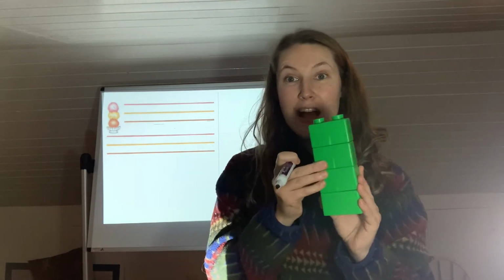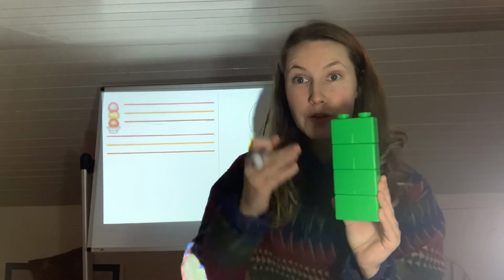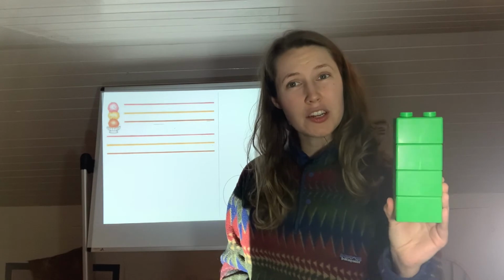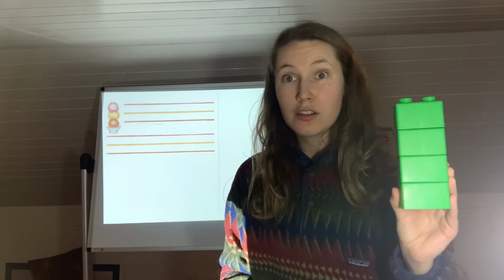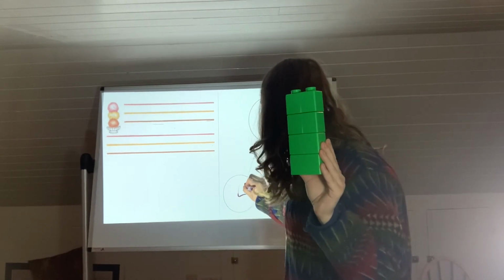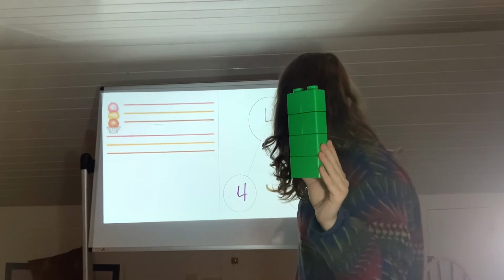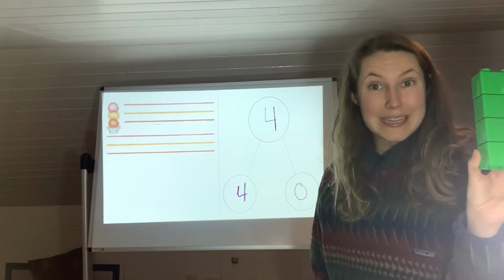Let's see. I have 4 here. Now, I have 4 green blocks. Do I have any other color blocks? Nope. So that means that I can make 4 with 4 and 0. That's one way that we can make 4.